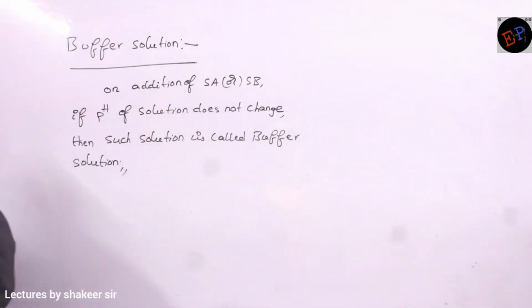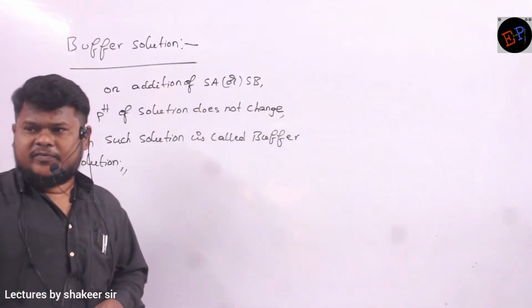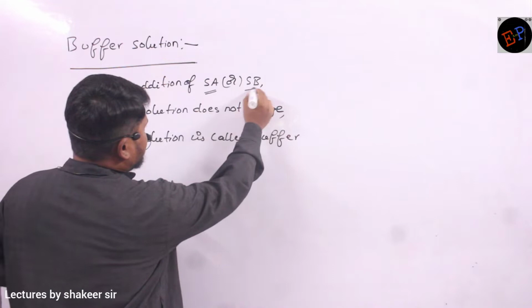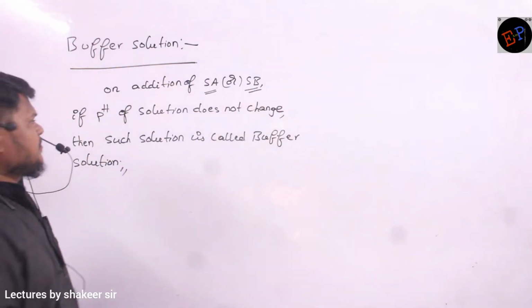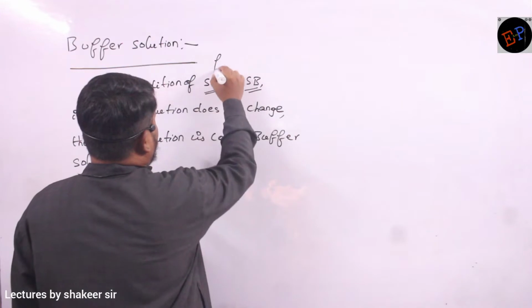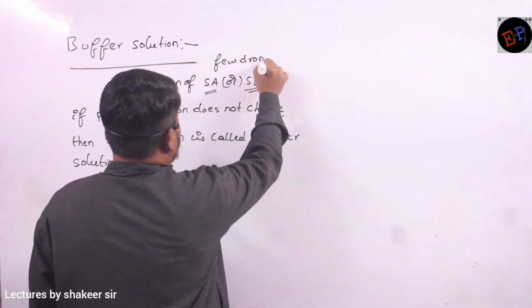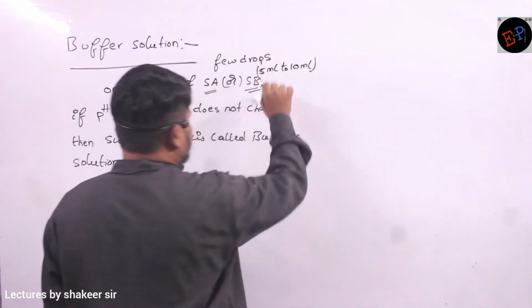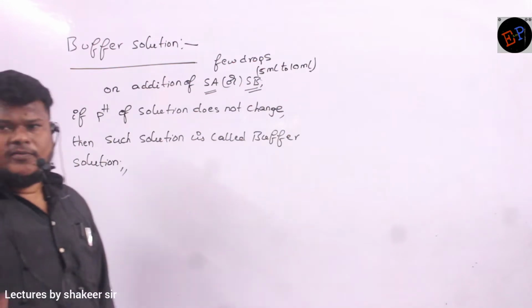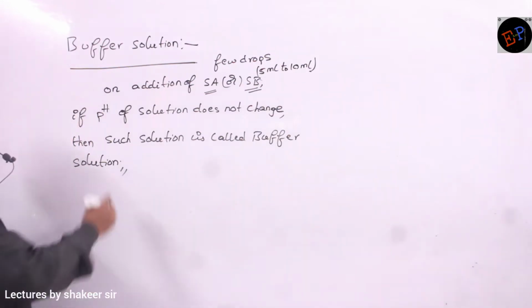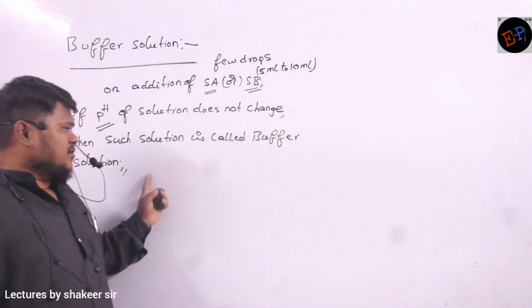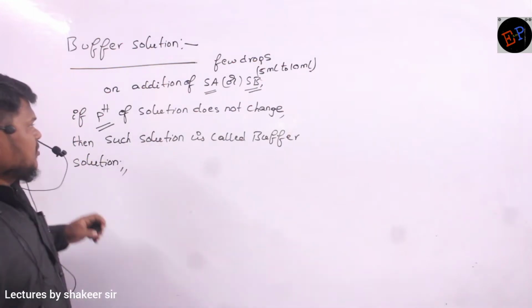Next concept which we are studying is buffer solution. So what is meant by buffer solution? To this solution, if we add a few drops of strong acid or a strong base, so I can say some few drops, or you can say 5 ml to 10 ml, a very small amount of strong acid or strong base, even if you add it to this solution, then its pH value should not change. Then such type of solution we can call a buffer solution. Are you able to understand?